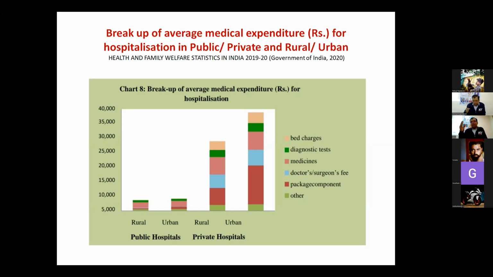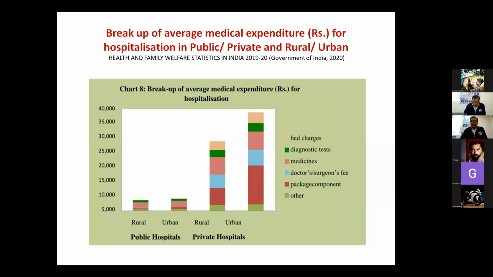And when that person is going to a private hospital, then the expenditure is high, very high. And then we come to another important point, the breakup of these expenditures. See, the tallest bar here, right? That is private hospital in an urban area.